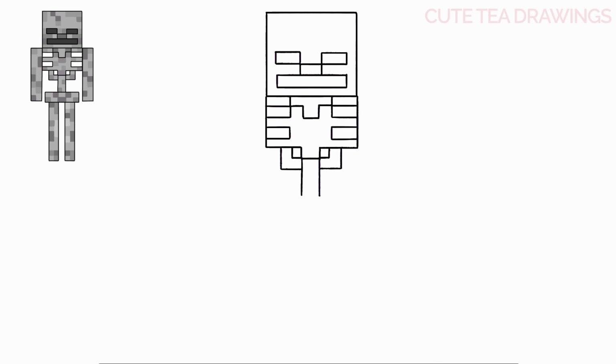Next, let's move down underneath and let's draw a longer line across. Now let's bring it down on both ends. And a line across to form a rectangle.